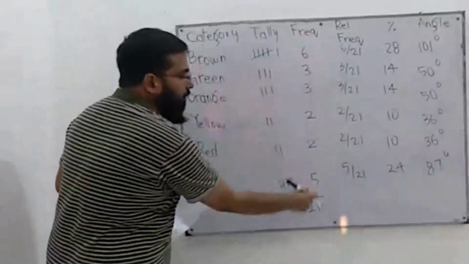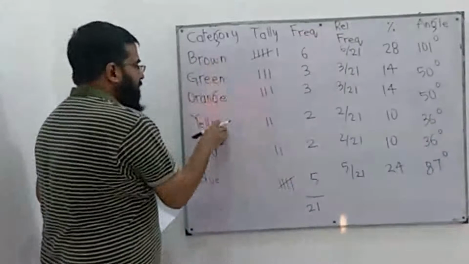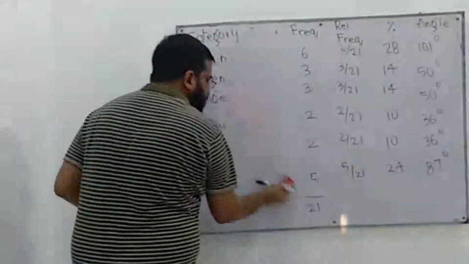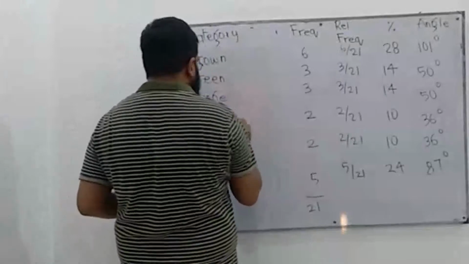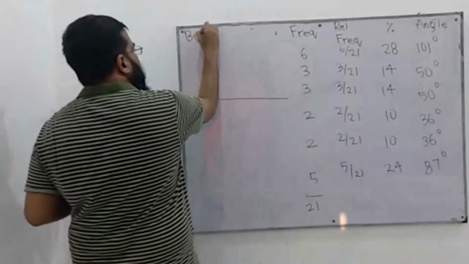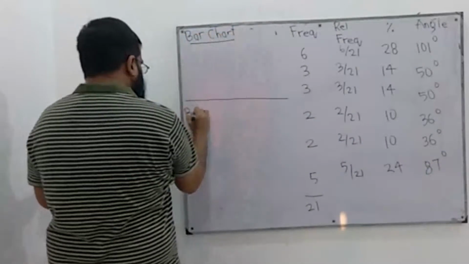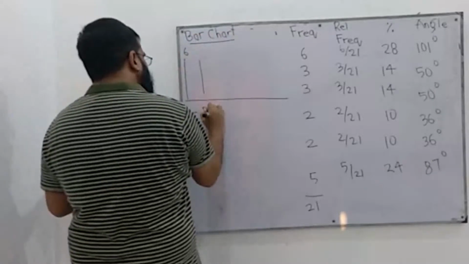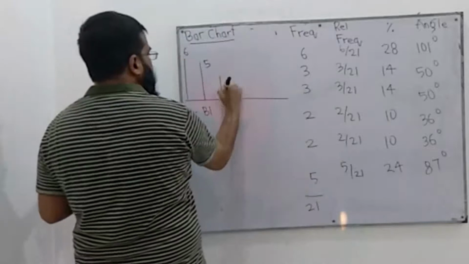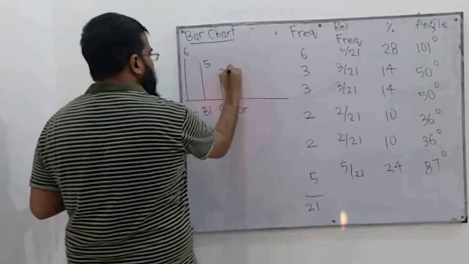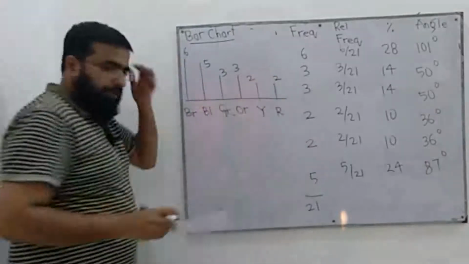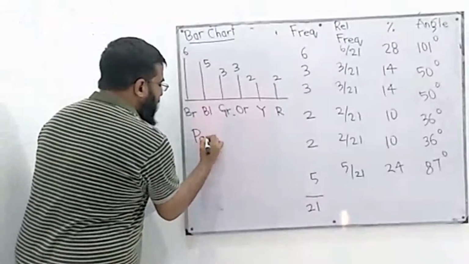For the bar chart, we have to plot frequency on the y-axis. We already know that. The number of instances is on the y-axis, and the experimental units are listed on the x-axis. So drawing a bar chart would be simple. Bar chart. For brown, the height should be 6. For blue, the height is 5 because we have only 5 instances. For green and orange, we have 3 instances each, and for yellow and red, we have 2 each.